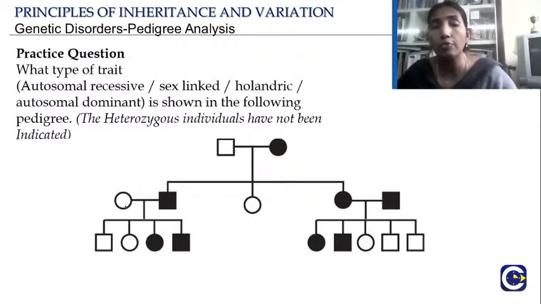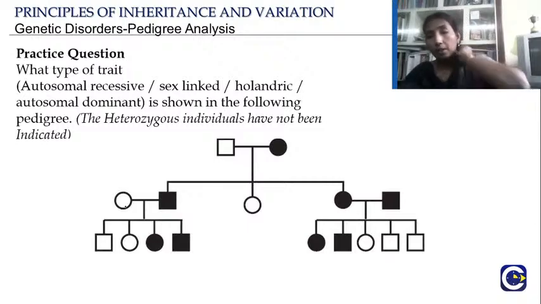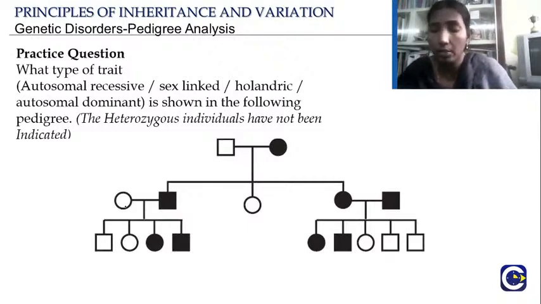So first you should look for what? We have to look for the number of individuals they are affected. Second, look for whether there is skipping of generation. Then you look for the people, like how they are getting affected or not. Just look for it. Yes, you are right. It is autosomal dominant.